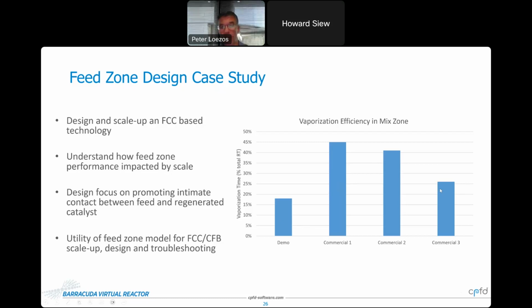And how did we do that? We did that by focusing on promoting intimate contact between the feed and the regenerated catalyst. Commercial 3 was a design that they finally implemented and commercialized. So case studies like this demonstrate the utility of our feed zone model for FCC or CFB circulating fluidized bed scale-up, design, and troubleshooting.